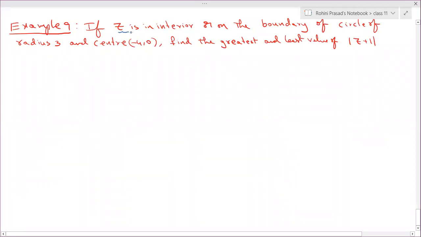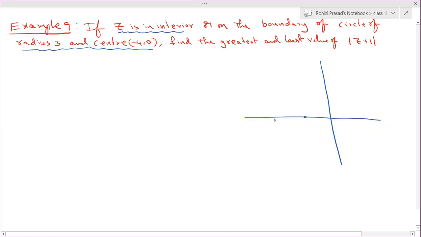So the information given is Z lies in the interior or on the boundary of the circle of radius 3 and center minus 4 comma 0. You see this minus 4 comma 0 is here. The circle with that center and radius 3 is this.